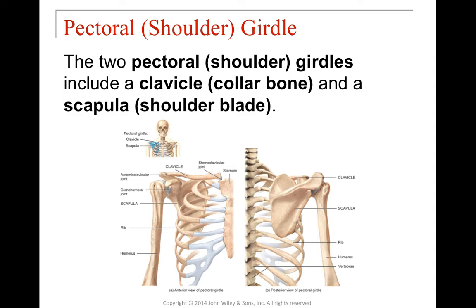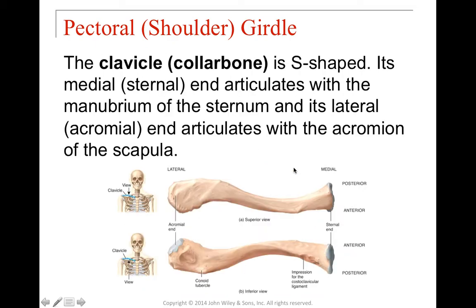The two pectoral girdles, those are shoulder girdles, are going to include a clavicle, that's your collarbone, and the scapula, that's your shoulder blade. The clavicle, again, that's the collarbone. It's going to be a little bit S-shaped. The medial end is going to articulate with the manubrium of the sternum, right? So here's the sternum right here. And the lateral end, that's the acromial end, is going to articulate with the acromion of the scapula.